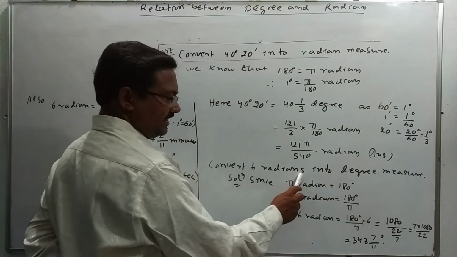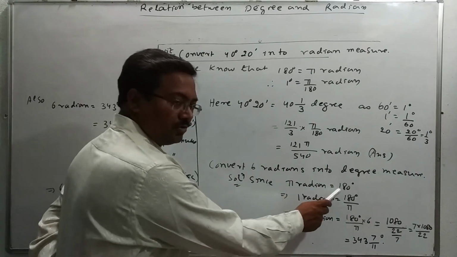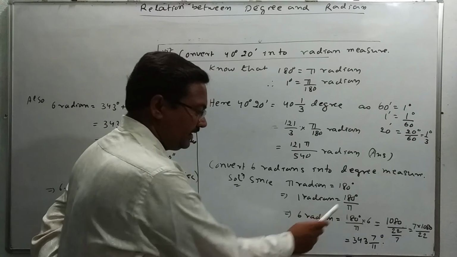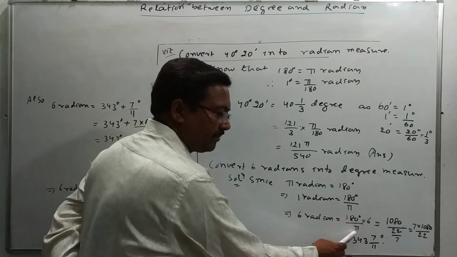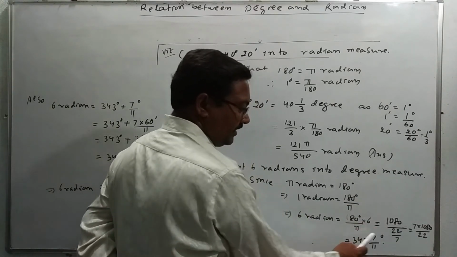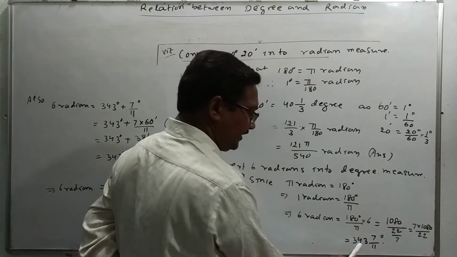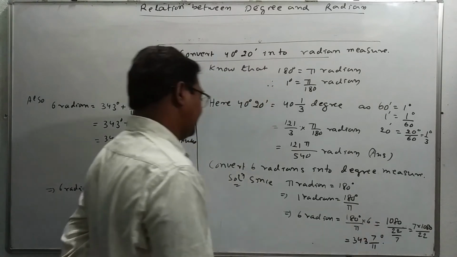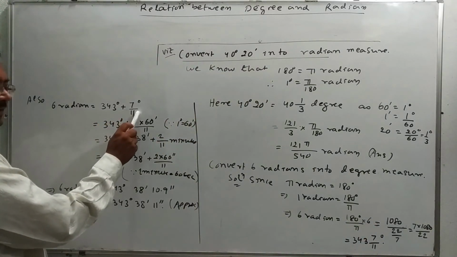Convert 6 radians into degree measure. Solution. Since pi radian equals 180 degree, 1 radian equals 180 by pi degree. So 6 radian equals 180 degree into 6 by pi. That is 180 into 6, 1080, and pi value 22 by 7. We solve it and get 343 and 7 by 11 degree. Also 6 radian equals 343 degree plus 7 by 11 degree.